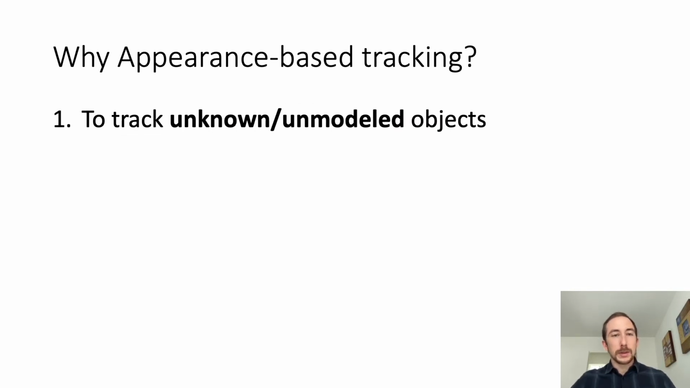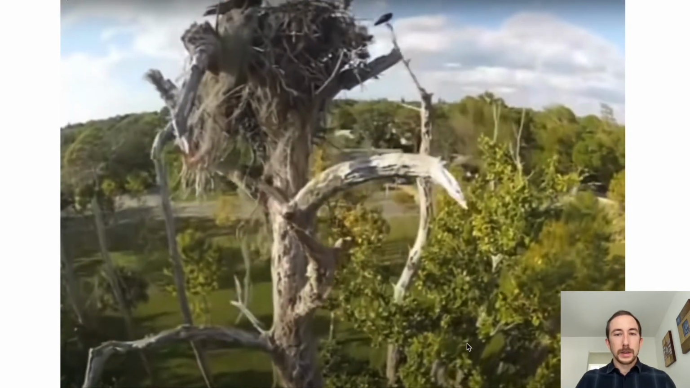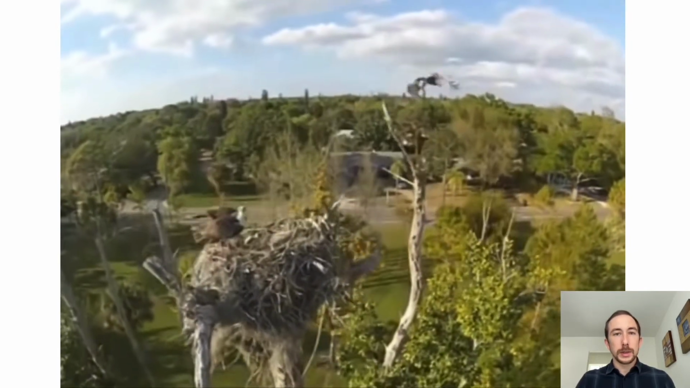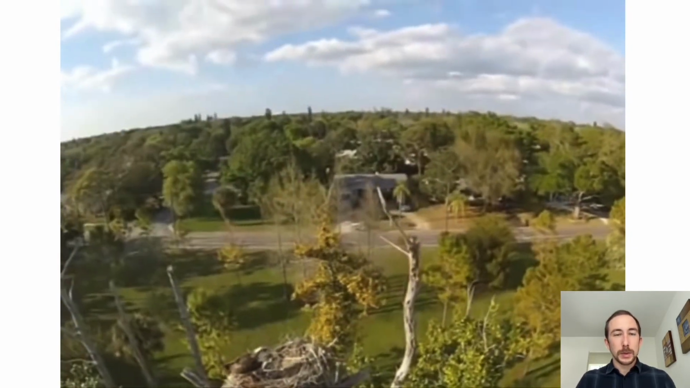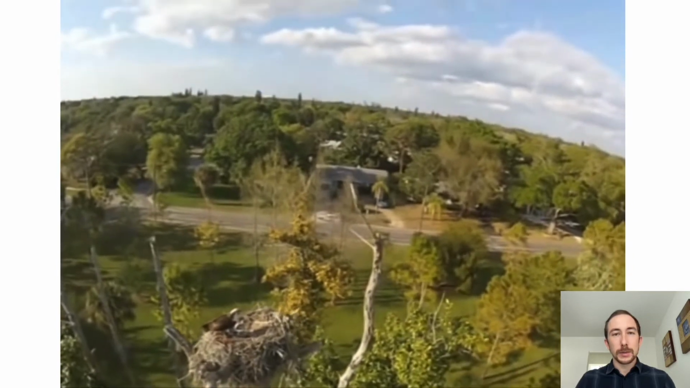So why would we like to do appearance-based tracking? First of all, we cannot model or categorize everything in the world, and especially we cannot learn the detectors for them. So we also want to be able to track unknown or unmodeled objects. This is of course also important in drone applications, where we might encounter all different kinds of objects.